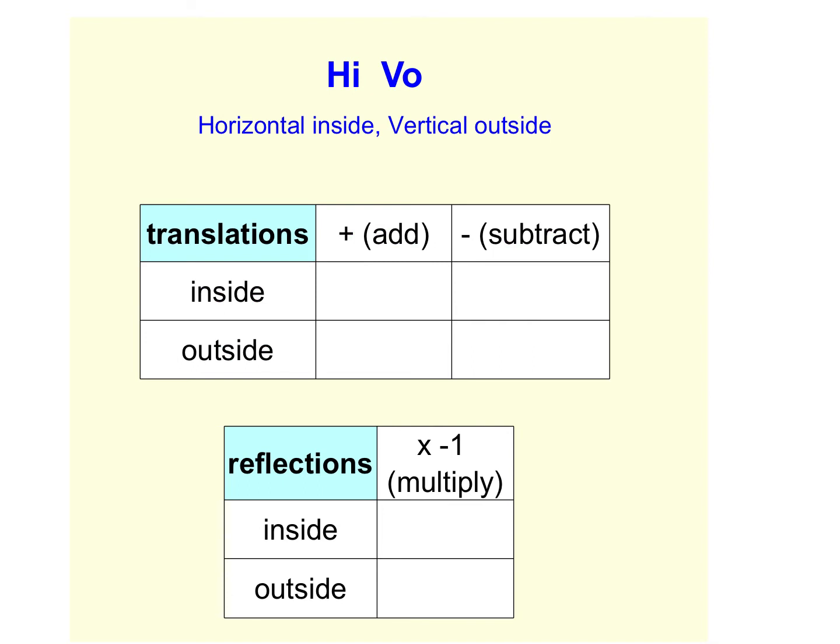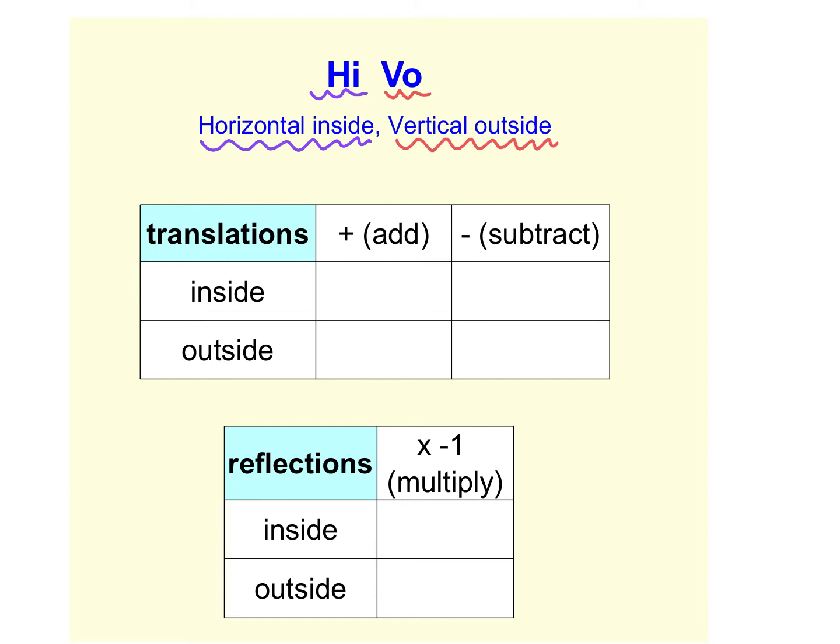All types of transformations have consistency, in that any horizontal transformation is going to show up inside of the function, regardless of whether it's a translation or a reflection. Every vertical transformation is going to show up on the outside, regardless of the type, whether it's a reflection or a translation. So if I first look at translations, inside versus outside will tell me horizontal versus vertical.